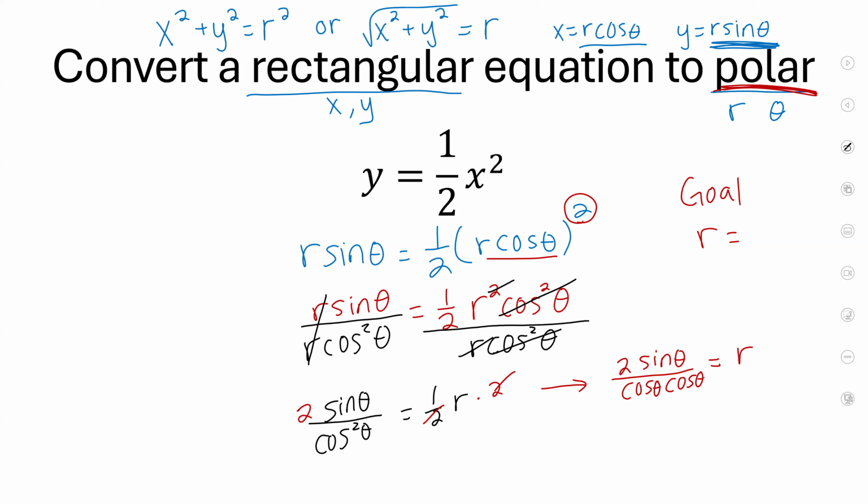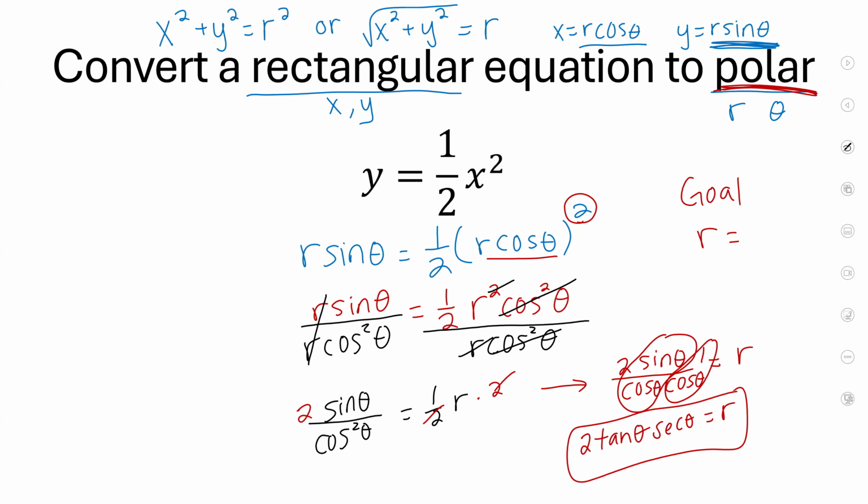Not cotangent. You're close. You're on the right thinking track. Perfect. Tangent and secant. This right here is tangent. So this is 2 tangent theta. And 1 over cosine is secant theta. There you go. It is now in polar. Notice we have no more x's and y's. All we have are r and thetas.